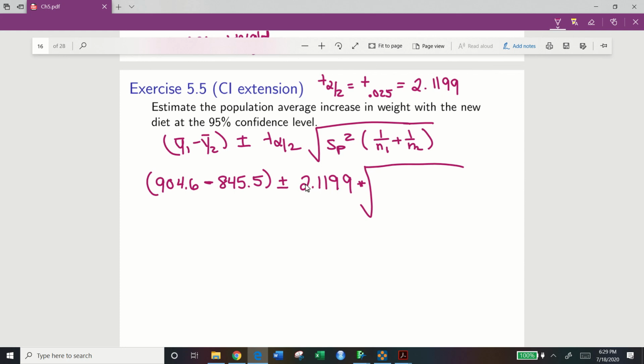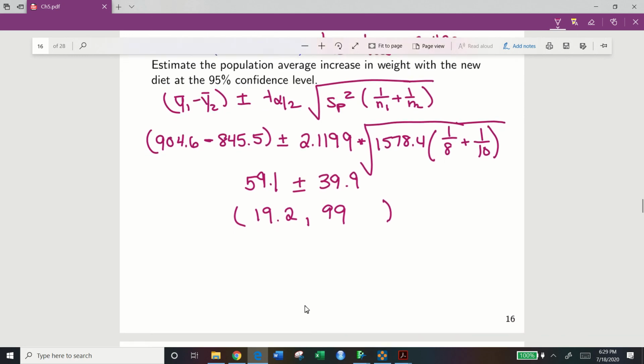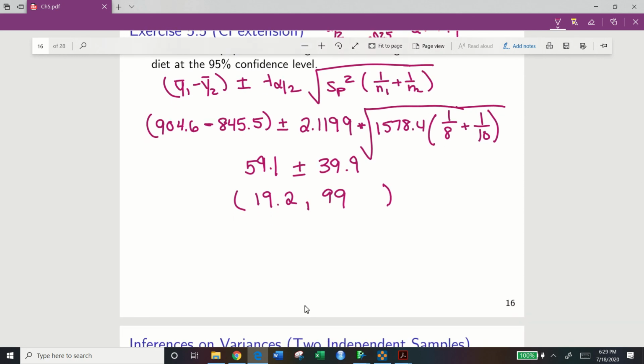SP squared, we calculated that is the 1,578.4 multiplied by the quantity of 1 over 8 plus 1 over 10. If we type things into our calculator correctly, we should have 59.1 plus or minus 39.9, which will give us a range of 19.2 to 99. Last step, as always, is to state our conclusion.